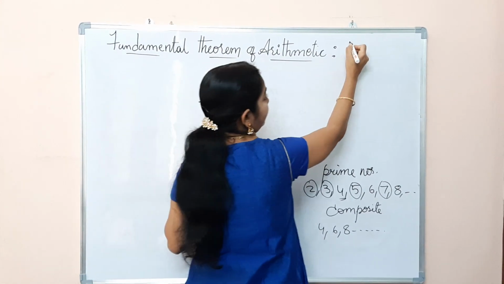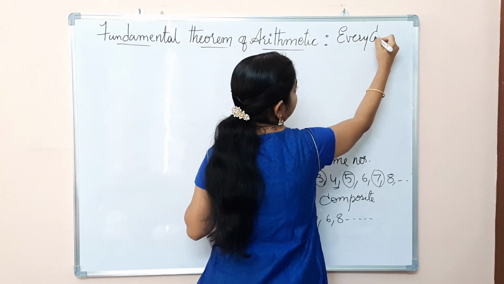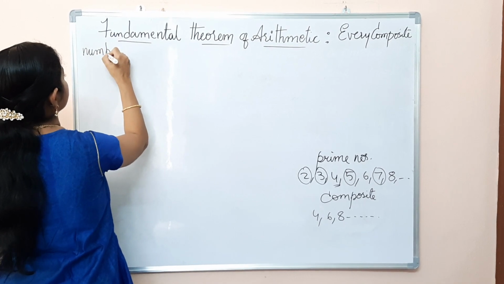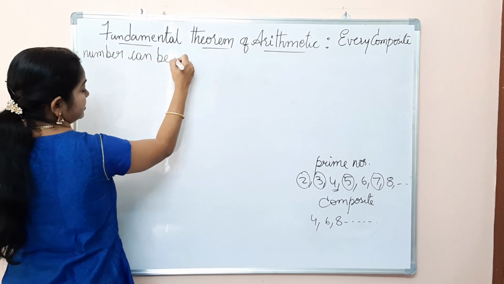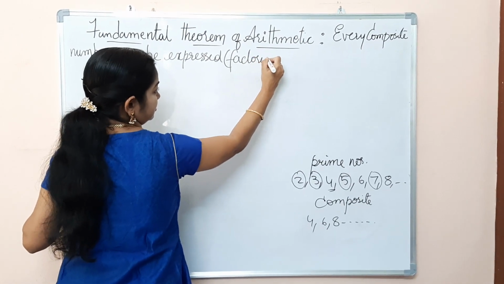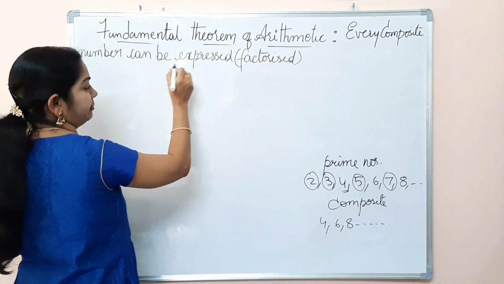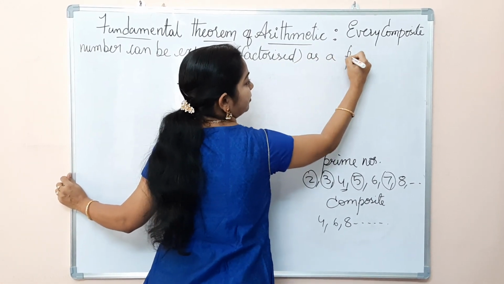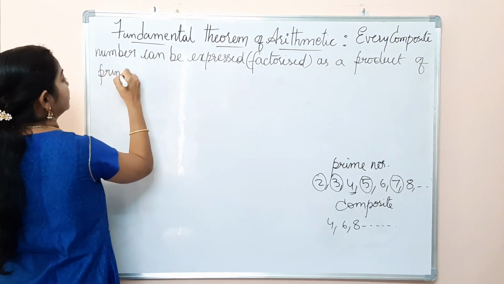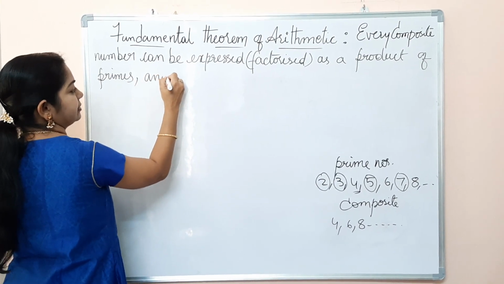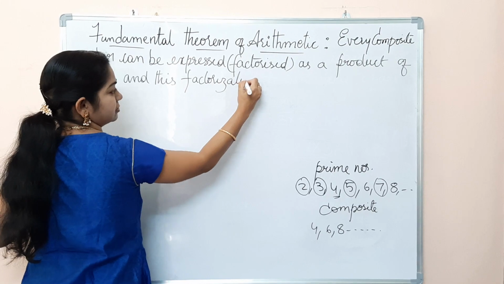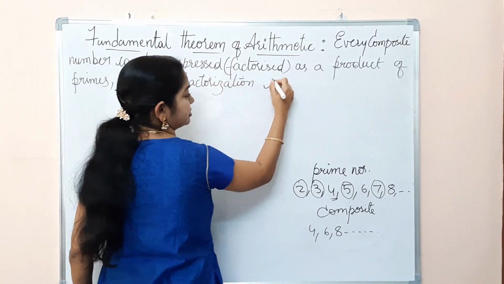What does it state? Every composite number can be expressed, or you can say factorized, as a product of primes, and this factorization is unique.